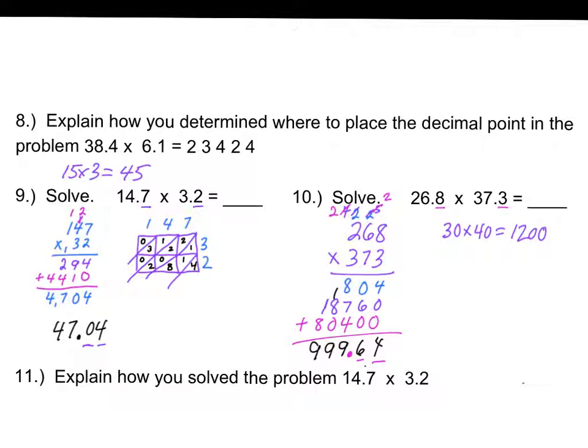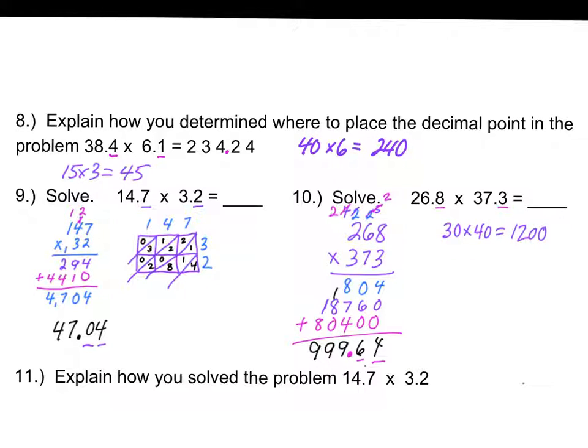So you can comment that you counted the number of decimal places in the question and put them in the answer. Or you could use the explanation that we estimated, using rounding as our guide here. We turned 38 4/10 to 40, and we turned 6 1/10 to 6, which gave us an estimate of 240, which also helped us place that decimal point.